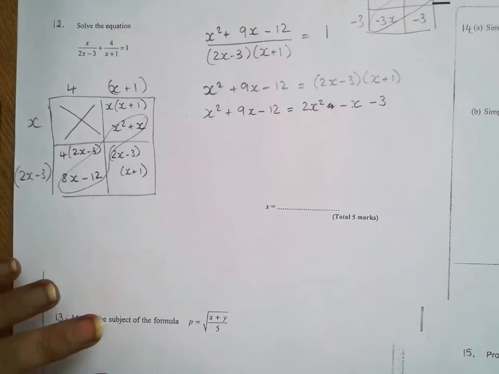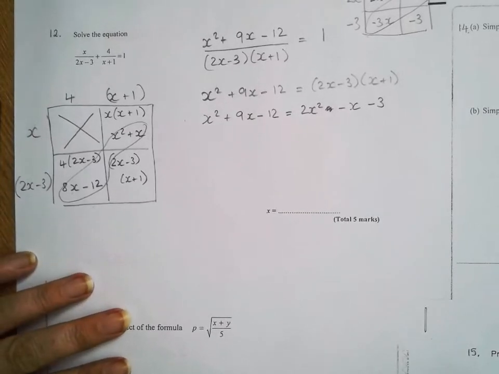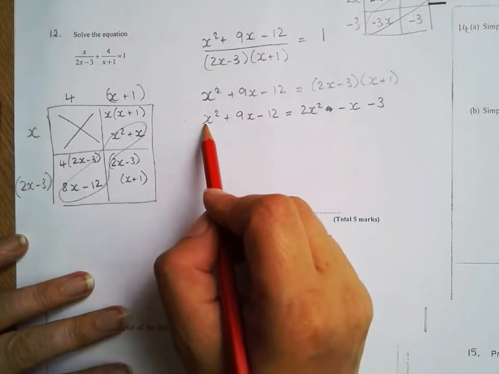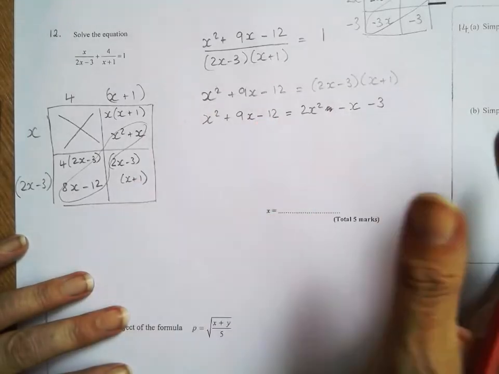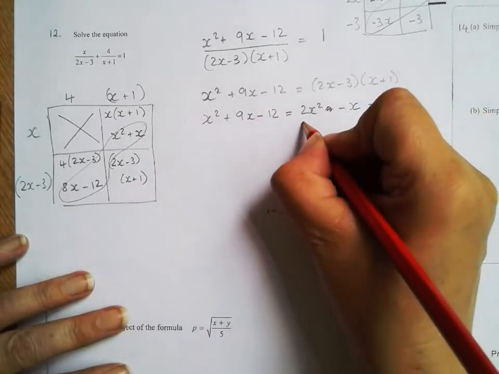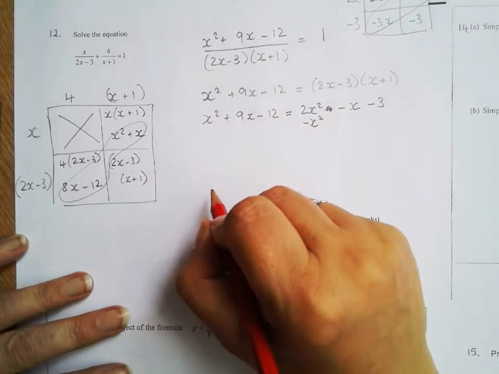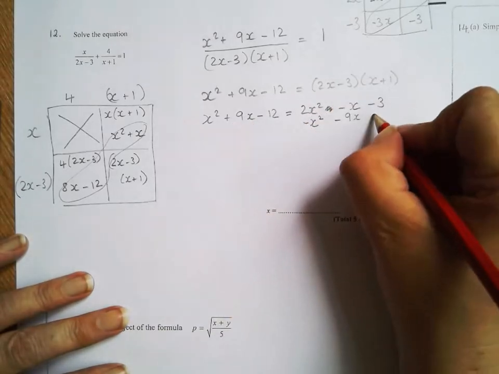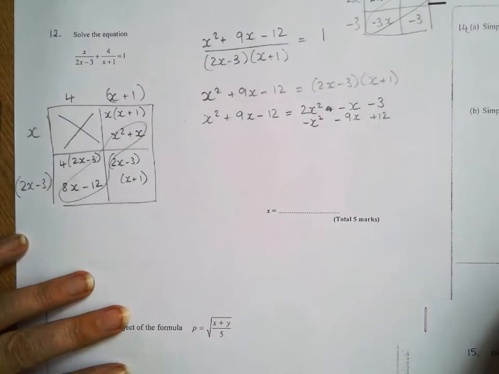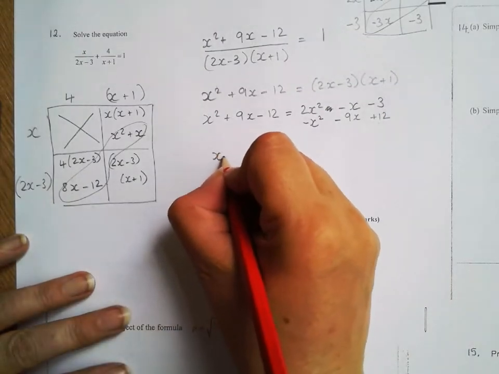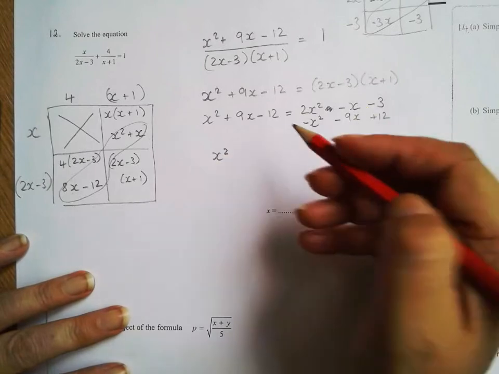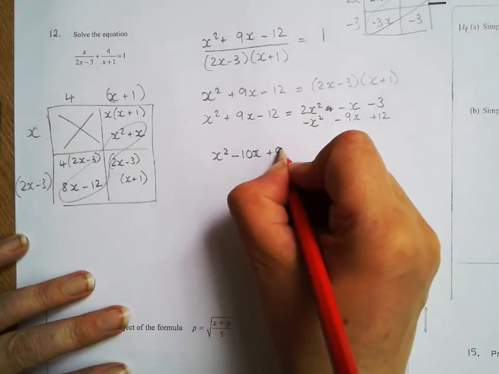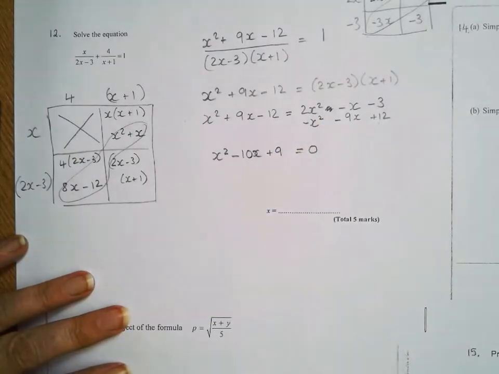Okay, so at this point I want to make these equations equal 0. Because this has got the largest number of x squareds, what I'm actually going to do is move all of this over, and when it moves over all of the signs will change. So I'm going to subtract an x squared from 2x squared. I'm going to subtract 9x from minus x, and I'm going to add 12 to minus 3. So this is going to give me x squared, then minus x minus 9x is minus 10x, and minus 3 plus 12 is plus 9, and all of that now equals 0.